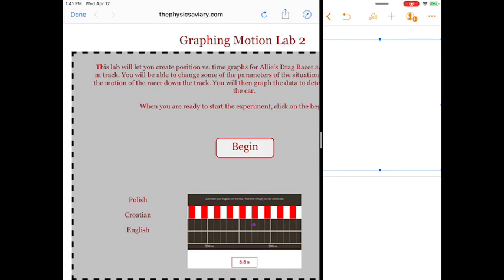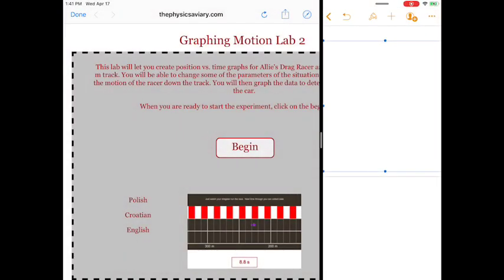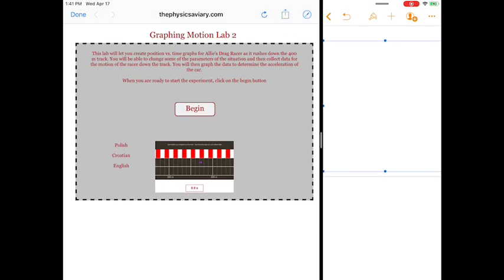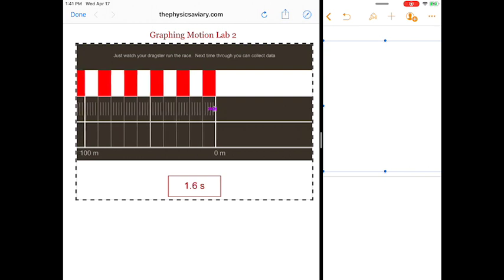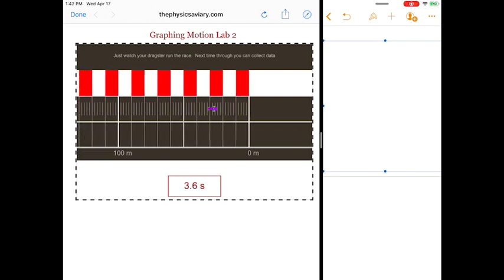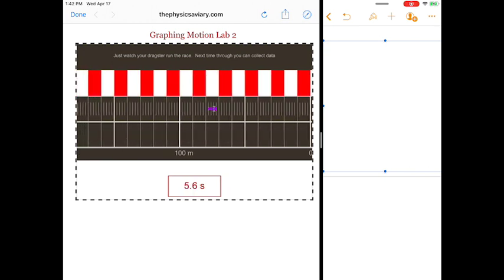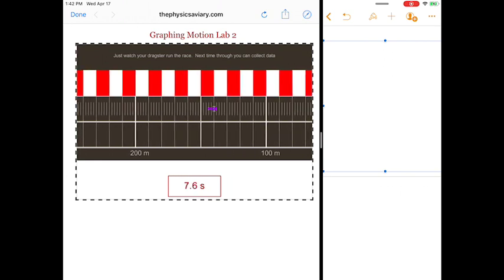Okay, so this question asks us about the motion of the dragster. So we're actually going to go back and take a look at the motion of the dragster. Let me shrink this down a little bit so we can watch. Now watch that dragster very carefully. Remember, it starts from a dead standstill at position 0. And we just watch its motion.